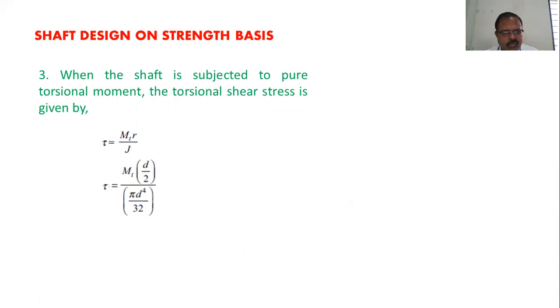Okay, then R is d by 2 and J is the polar moment of inertia, pi by 32 d raised to 4. Simplifying the things, we will get 16 Mt upon pi d cube as the equation for the shear stress. The permissible shear stress can be calculated from maximum shear stress theory: tau is equal to 0.5 SYT divided by factor of safety.